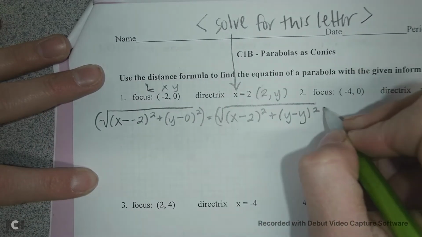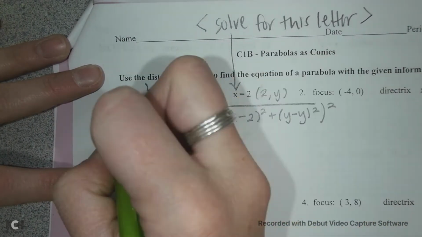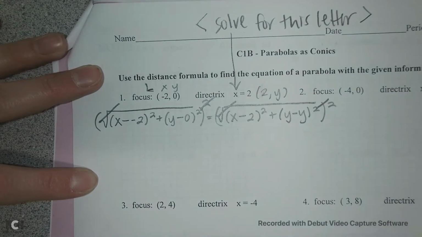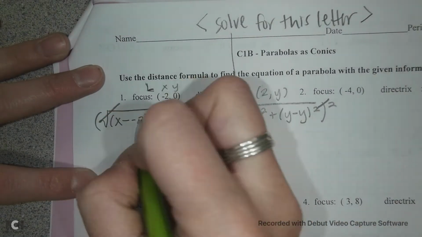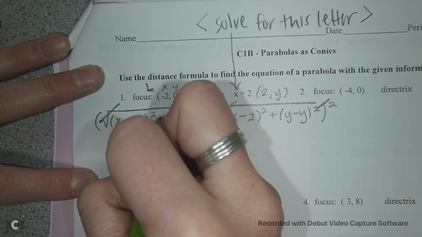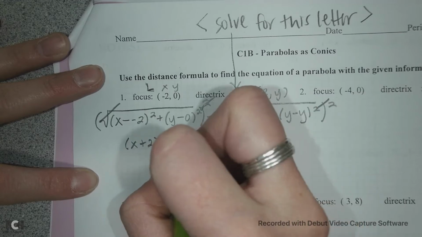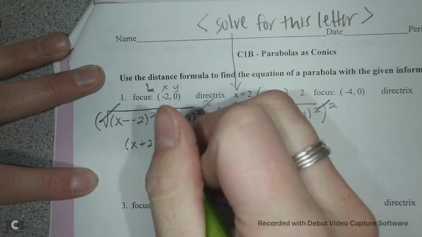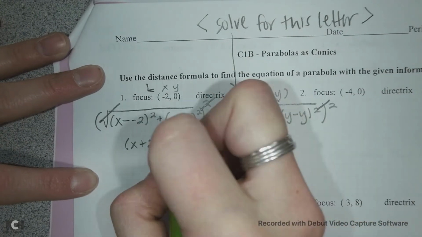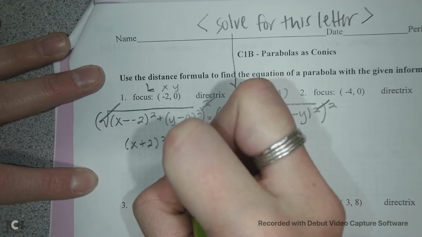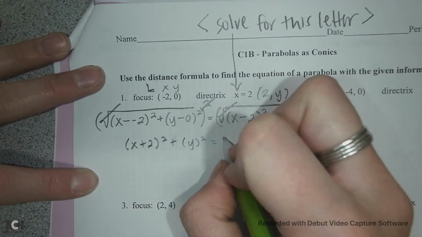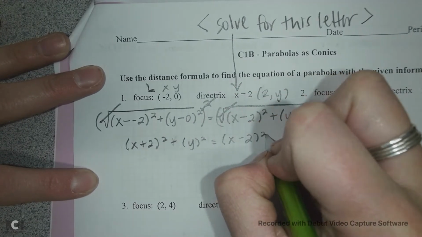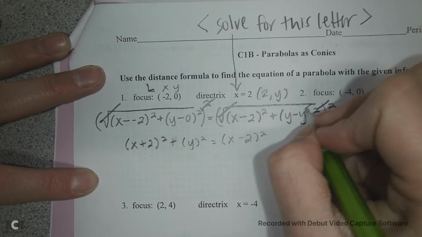So remember, the first thing that we're going to do is square both sides so we can cancel out our radicals. And then x minus -2 is the same thing as x plus 2. Y minus 0 is the same thing as y squared. X minus 2 squared, so I'm just simplifying, and y minus y goes away.